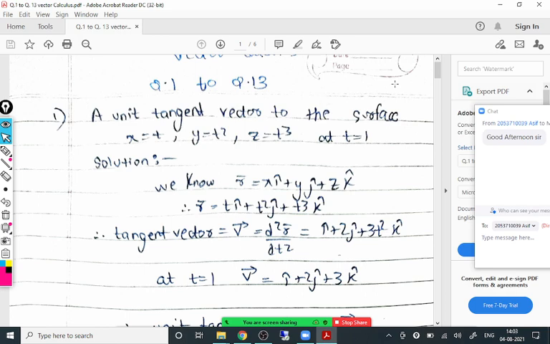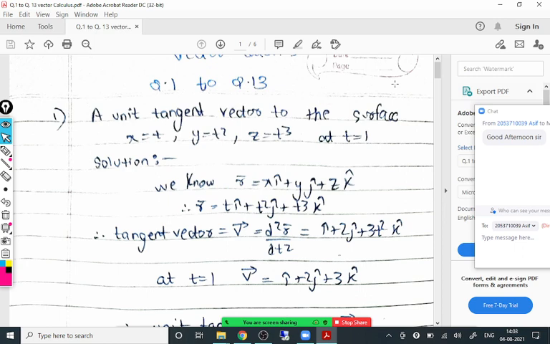If you observe, there are two parts in vector calculus. One is vector differentiation and the second is vector integration. In vector differentiation, we have gradient, divergence, and curl. These are the three most important articles. Then we have other articles like velocity, acceleration, and tangent vector. These are the three important ones.